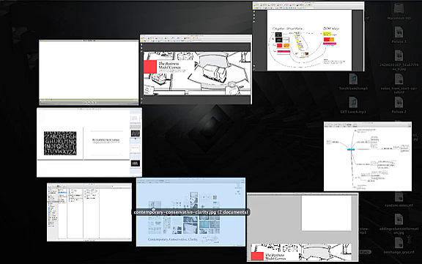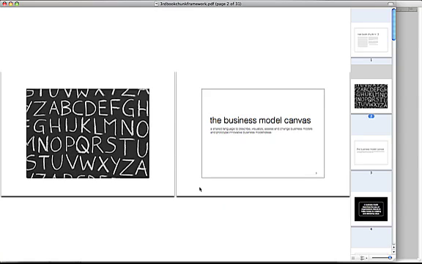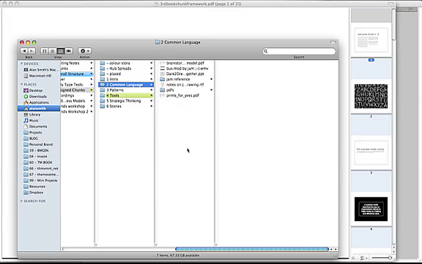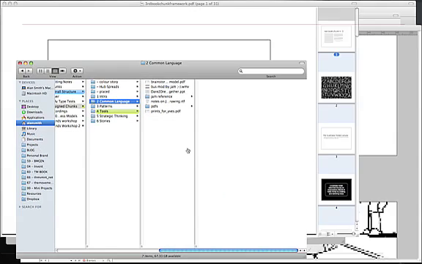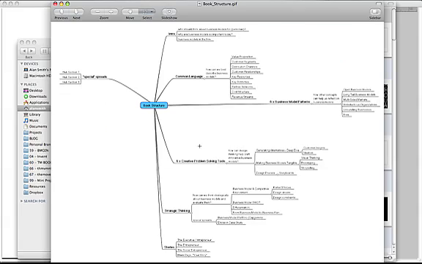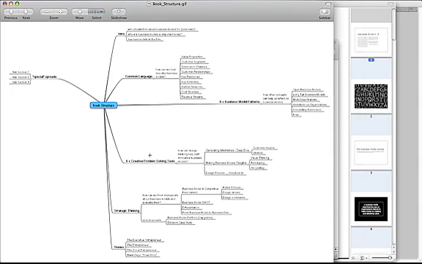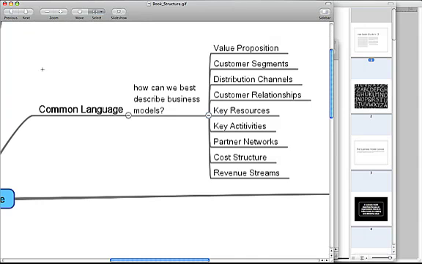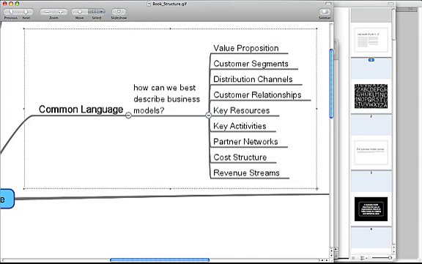Hey guys, I want to take 5 minutes to tell you about the design of the shared language chapter inside of Business Model Generation. All right, so first, what are we talking about here in terms of the entire book? Here's the structure of the whole book. If we sort of zoom in, this is what we're talking about. How can we best describe business models?